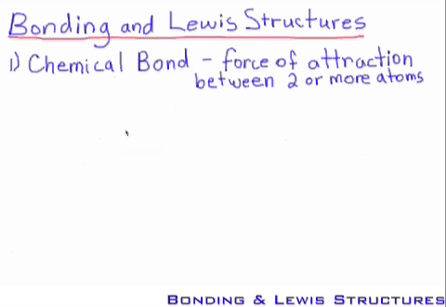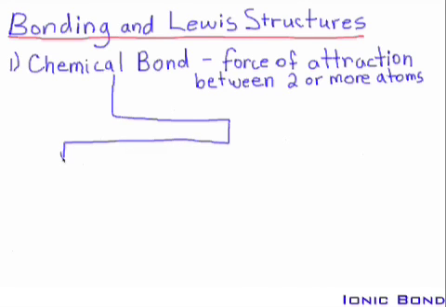Now, this bonding, or the chemical bond, comes in three versions. The first one we're going to look at is the ionic bond.